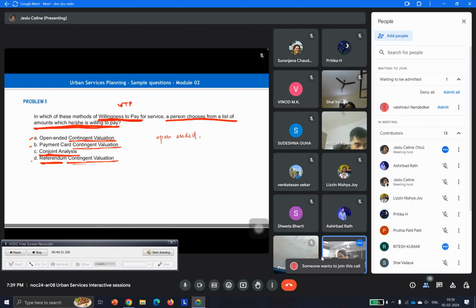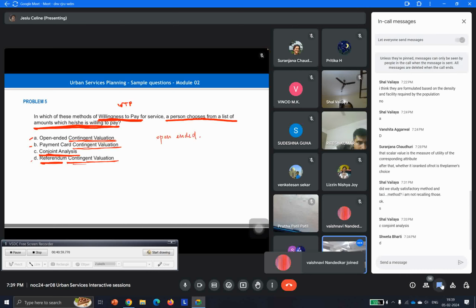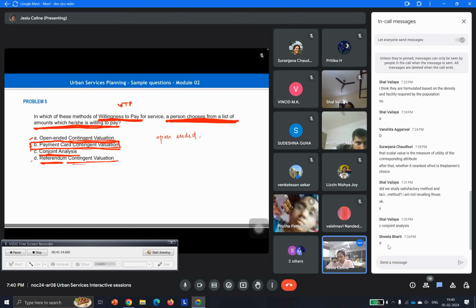So now let's go back to the question, and see whether we can answer it right now. Which option? Anybody, any guesses? Somebody says option D, referendum conjoint analysis. Okay. So the answer over here is option B, payment card contingent valuation, because it is in the payment card that a person is given a list of amounts.